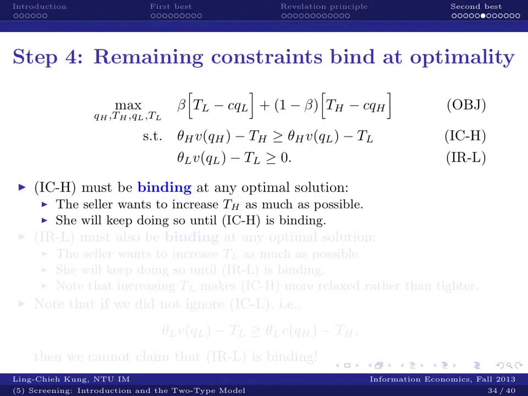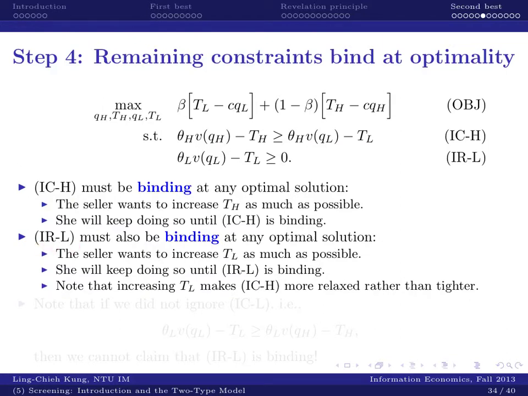ICH must be binding. Why? I want TH to be as high as possible, and TH only appears here. I want to set TH as high as possible, but that's going to decrease my left-hand side. So I can do that until the first constraint is binding. So ICH must be binding.